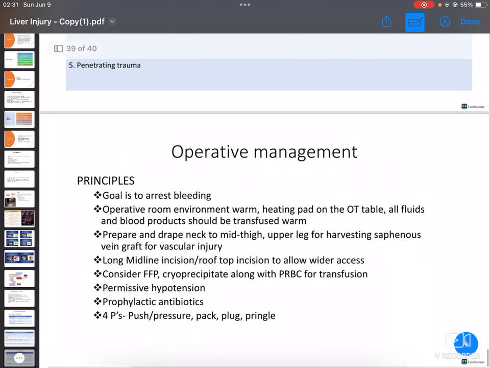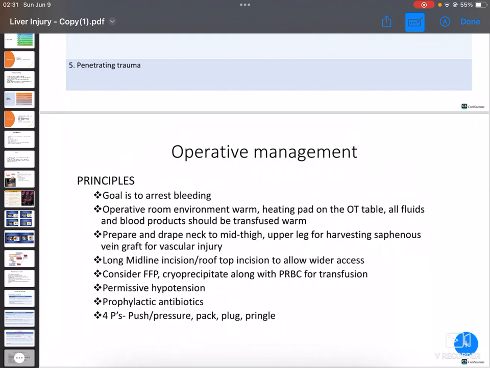Penetrating trauma. Operative treatment management principles: the goal is to arrest bleeding. Operating room environment: warm heating pad on the OT table. All fluid and blood products should be transfused warm, and prepare from the neck to the mid thigh and upper leg for harvesting saphenous vein graft for vascular injury. So we have to prepare also the mid thigh.